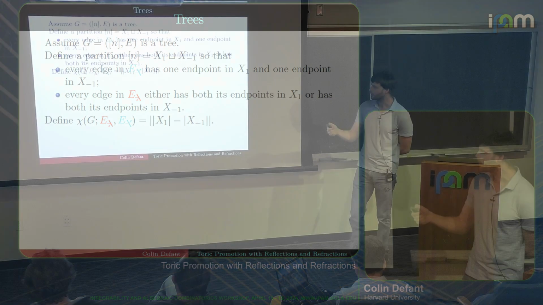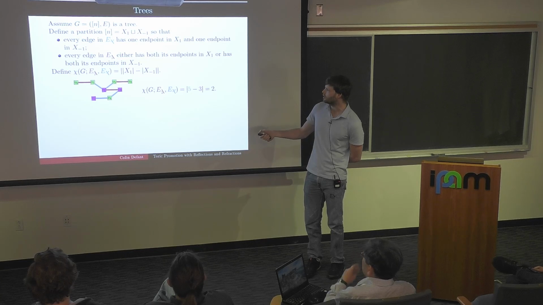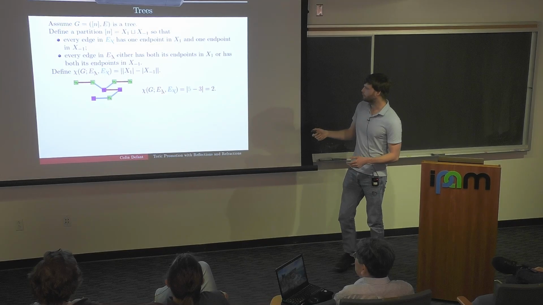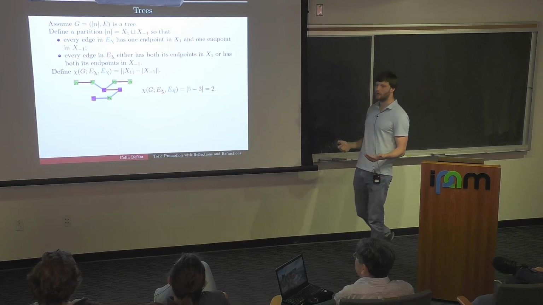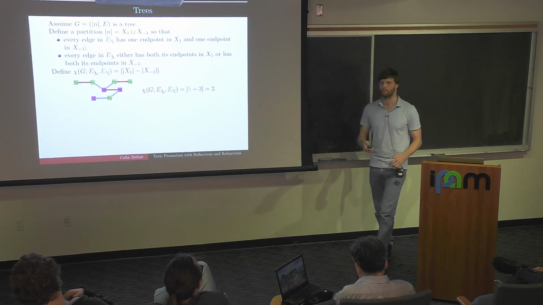Let me give an example. Okay, so here I have some tree. It has refraction edges, which are in teal, and it has reflection edges, which are in red. And I've colored the vertices green and purple. This just corresponds to my 2 subsets, X1 and X minus 1. And you can see that I've done this so that every refraction edge has endpoints of different colors, and every reflection edge has endpoints of the same color. And so then you can compute chi. This chi number here is just the absolute value of the number of green things minus the number of purple things, which in this case is 2. Okay?